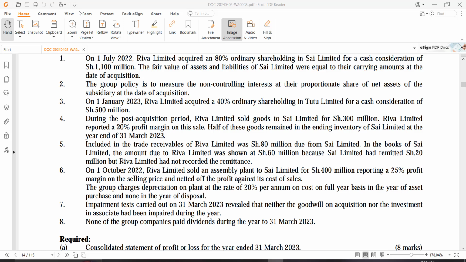On 1st October 2022, River Limited sold an assembly plant to SAI Limited for 400 million, reporting a profit of 25% margin on the selling price, and netted off the profit against the cost of sales. So this is affecting the cost of sales. Again, we have an intercompany sale of fixed assets, where River is selling to SAI.